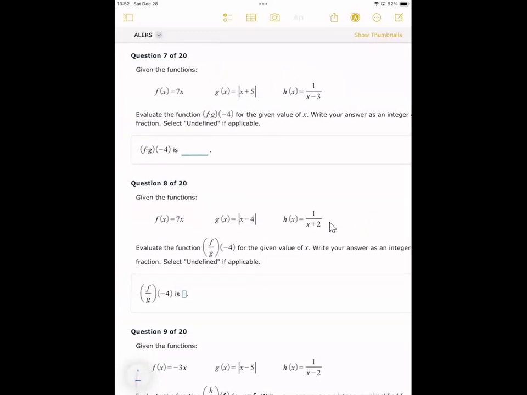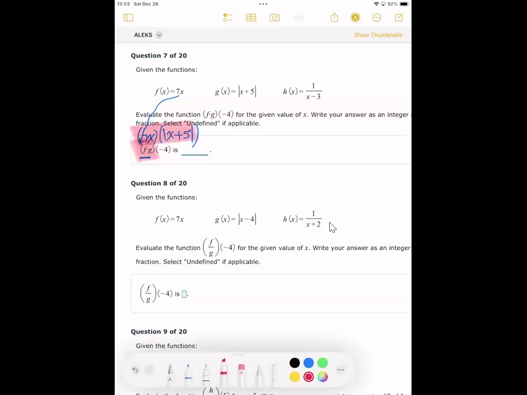The next problem says, given the functions, you have 7x, you have to multiply f by g. This is f, 7x. Since it's a multiplication, I put parentheses. Then g. g is the absolute value of x plus 5. So you're multiplying two functions. That's the first part.